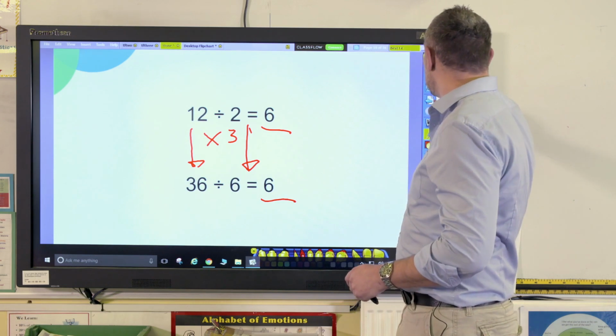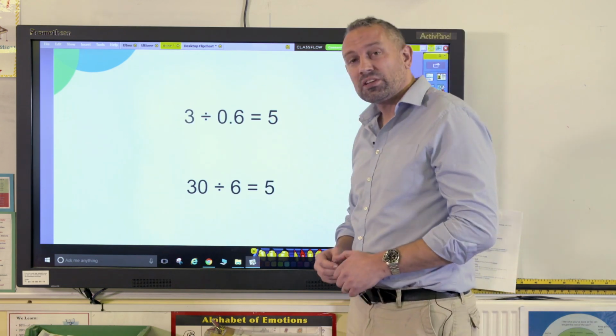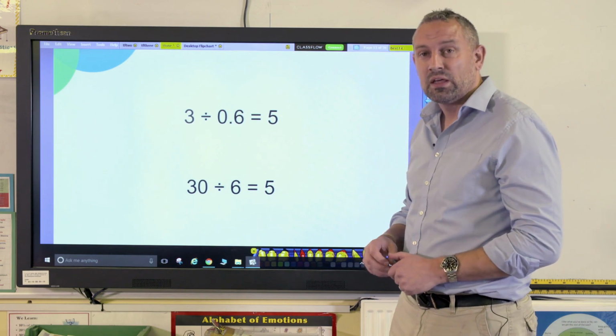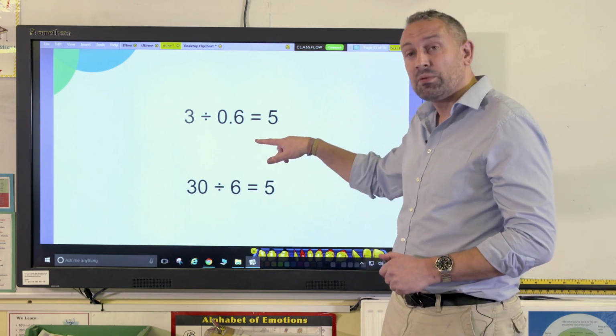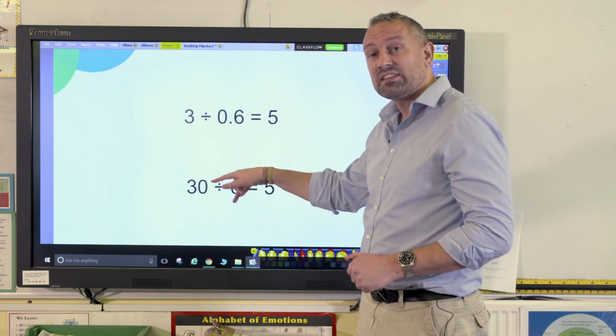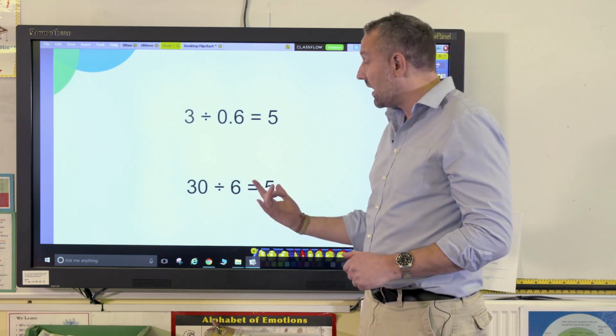Now we can get into the decimals. At first glance, this question, 3 divided by 0.6, which equals 5, is taxing. And a lot of children will be scared by that at first. Let's play around with the numbers. Let's increase them by a scale factor, and it will help.